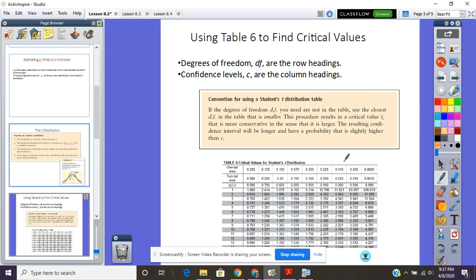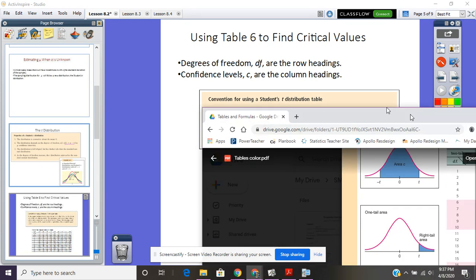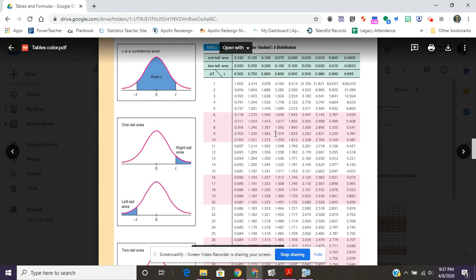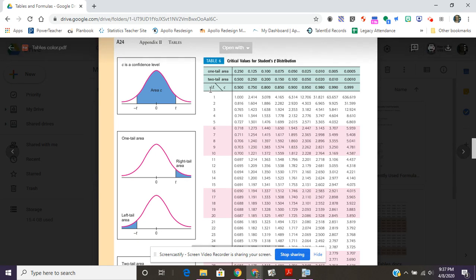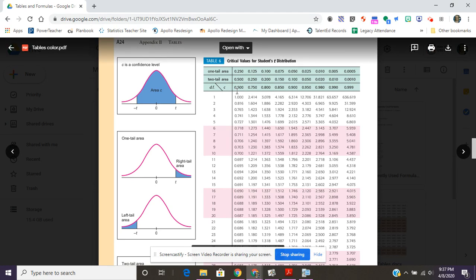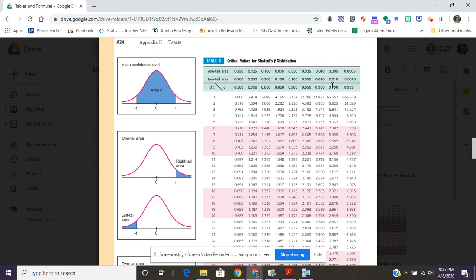Student's t-table does look like this. I'm going to pull a bigger one over so we can see a little bit better. This is Student's t-table, which is located in a lot of statistics textbooks. We ignore these first 2 rows, the 1-tail area and the 2-tail area. That comes later and deals with something else. But this DF is our degrees of freedom going down the side. And then the C is our confidence level. So we could have 50% confidence, 75%, all the way up to 99.9% confidence.